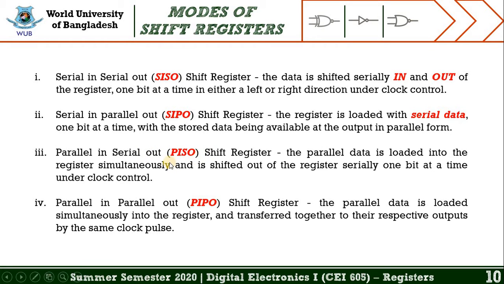Next one, parallel in, serial out, shift register. The parallel data is loaded into the register simultaneously and shifted out of the register serially, one bit at a time under clock control. Next one, parallel in, parallel out, shift register. The parallel data is loaded simultaneously into the register and transferred together to their respective outputs by the same clock pulse. Now we need to move into the next slide.